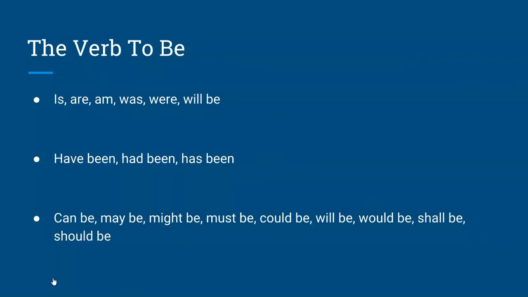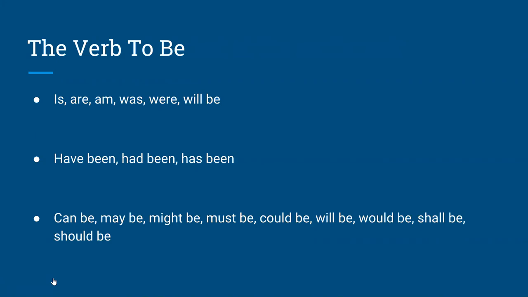Now let's get to the verb to be. The verb to be is probably the first verb that you learned or that you teach when you're learning or teaching English. And so just to review, that is, he is, she is, are, we are, they are, am, I am. That's all present tense. Was, I was, she was, he was. Were, they were, we were. That's past tense. And will be, not will be.